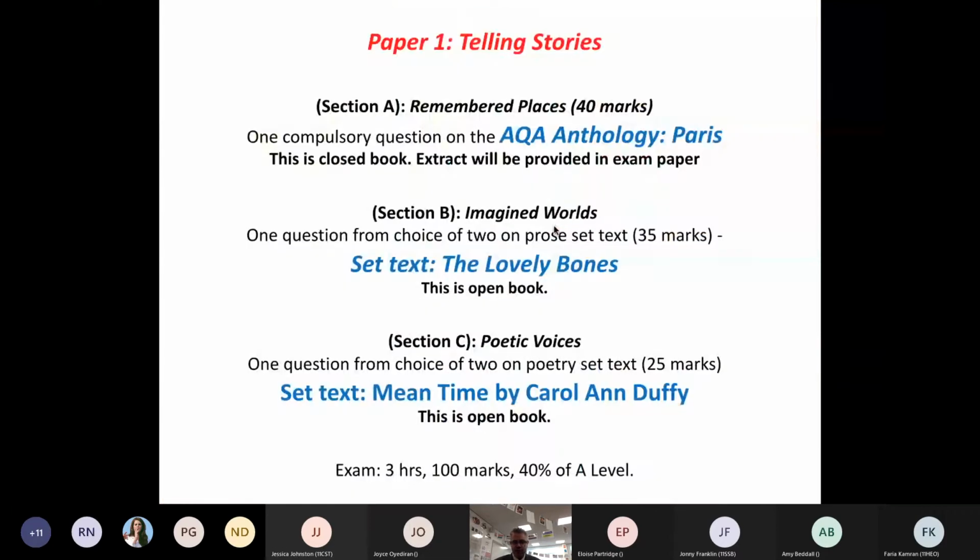What else have we got? Now, here are the exams that I was talking about, and this tells you which bits are open book and closed book. I know some of you were asking this. Now, at the end of year 13, there are 2 exams. The first exam is called Telling Stories, and that's just the way in which it's themed together. As you can see at the bottom, it's a 3-hour exam.